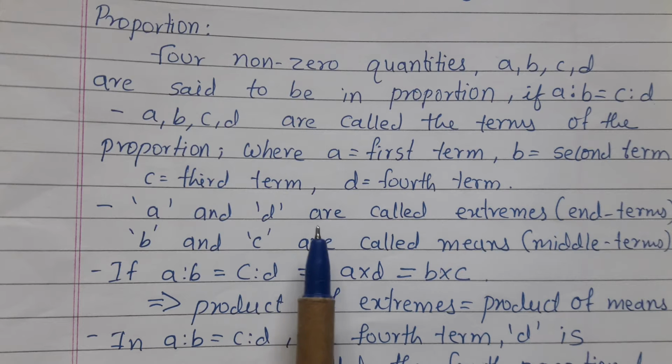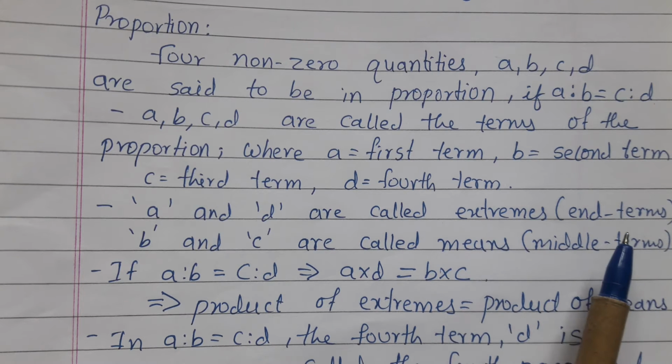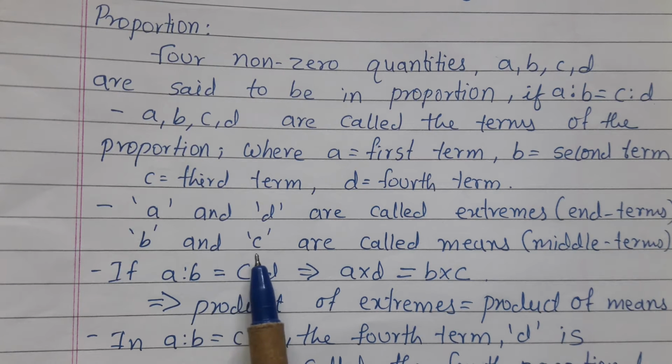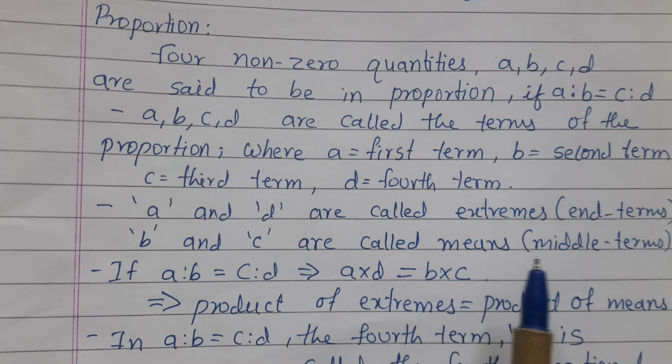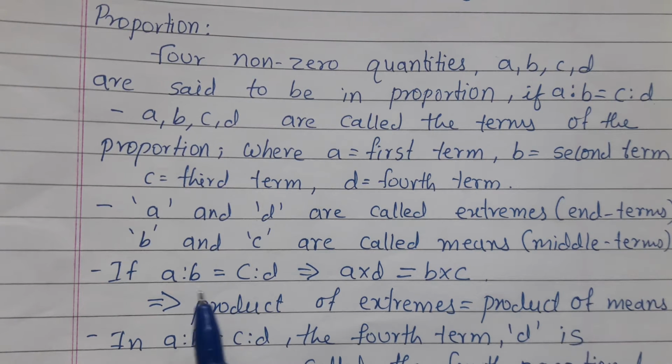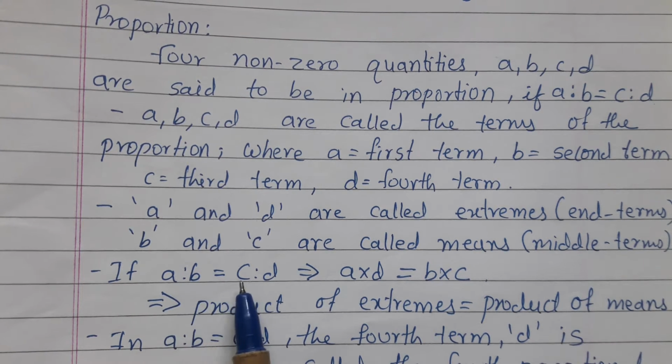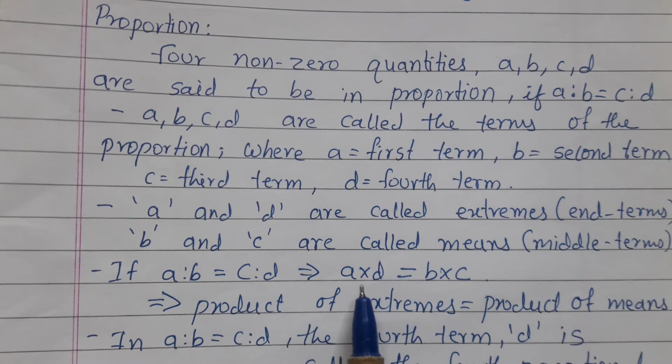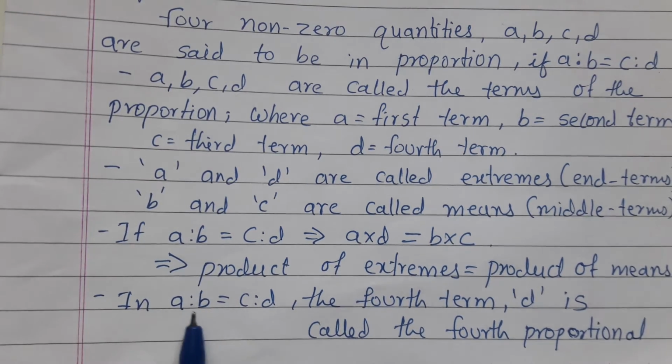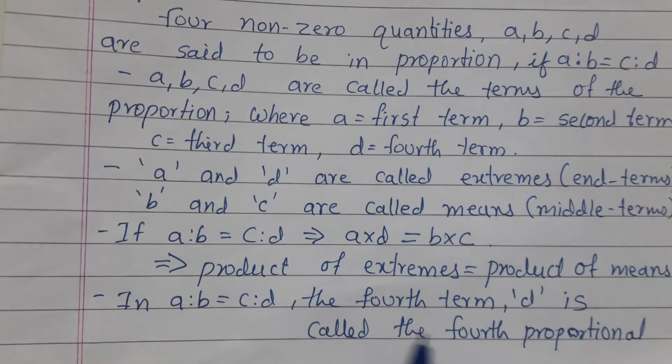A and D are called extremes, the end terms. B and C are called means, the middle terms. If A is to B equal to C is to D, then A into D equal to B into C, that is, product of extremes equal to product of means. In A is to B equal to C is to D, the fourth term D is called the fourth proportional.